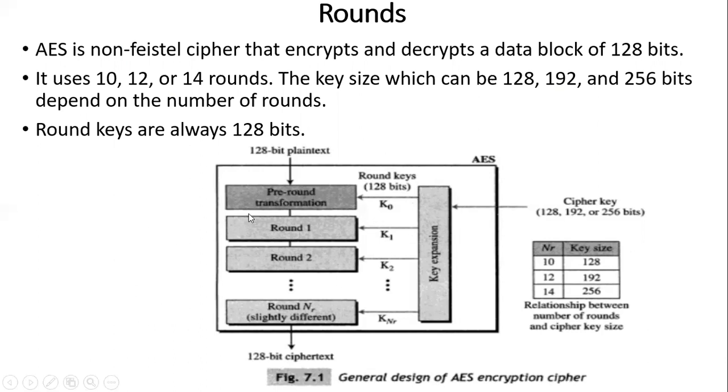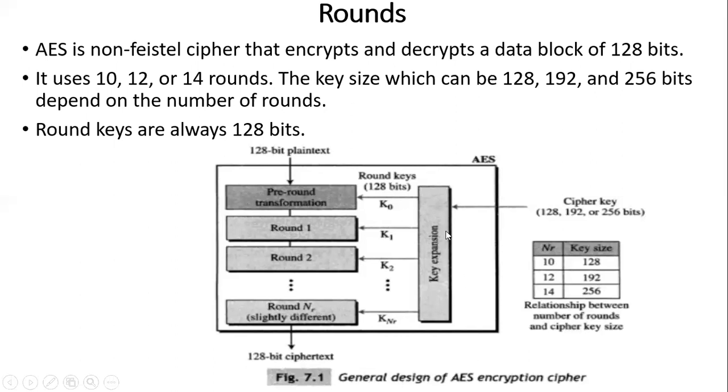So here we can see in the diagram, we take input of 128 bit plain text, meaning we divide the plain text into blocks of size 128 bits, not more than 128 bits. Like in DES, we chose a size of 64 bits, in AES one block size should be 128 bits. Then we go to pre-round transformation. We will see in detail what the pre-round transformation is. Then round 1, round 2, and so on up to round Nr.